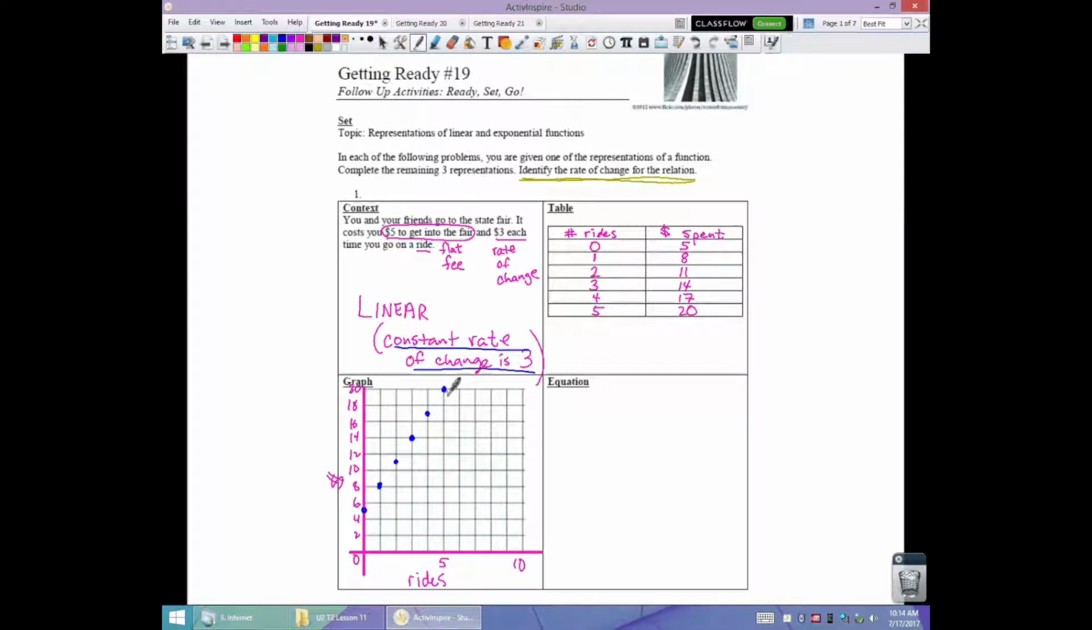Now, we do not want to connect those. This would not be a continuous function because our rides have to count by 1. We can't go on a partial ride. And our money spent must count by 3s.